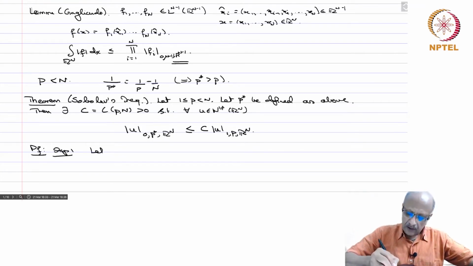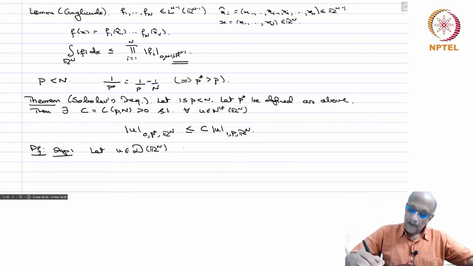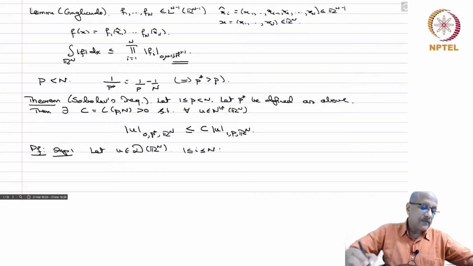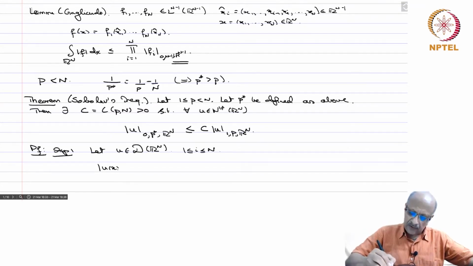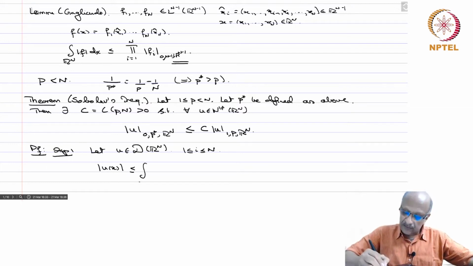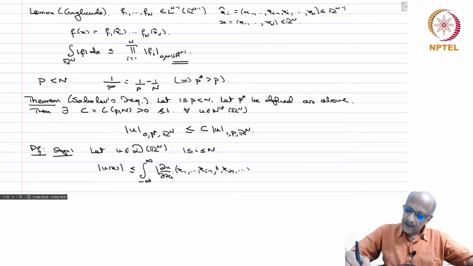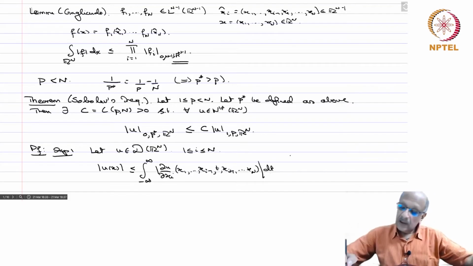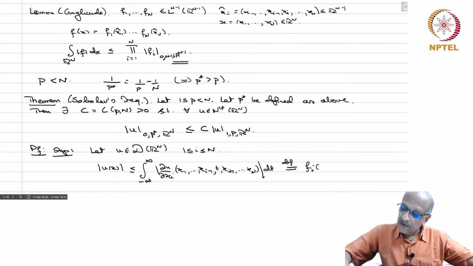So let u belong to D(R^n), and 1 less than or equal to i less than or equal to n. So you can write |u(x)| is less than or equal to the integral from minus infinity to infinity of |∂u/∂xi (x1, ..., x_{i-1}, t, x_{i+1}, ..., xn)| dt, which I am going to define as fi(x̂_i).